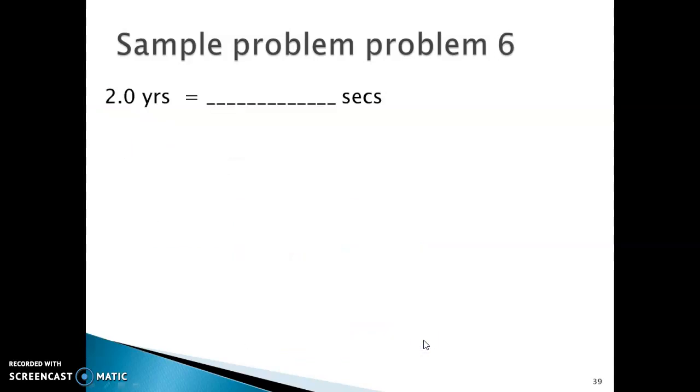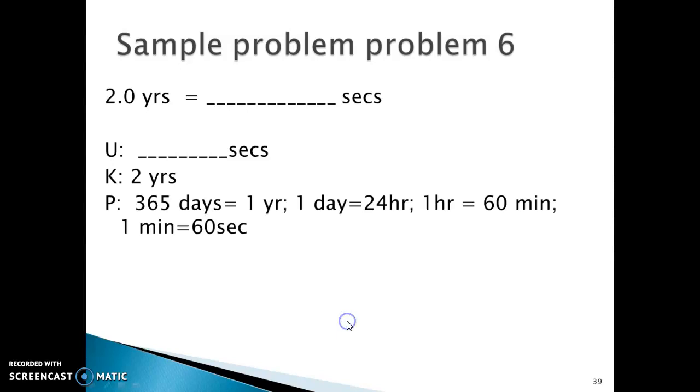All right, 2 years to seconds, and that's going to be a lot of seconds. Okay, so known as 2 years, and a lot of steps here to get from where we are to where we want to be, but it would be helpful for you to know there's 365 days in a year, and 24 hours in a day, and 60 minutes in an hour, and 60 seconds in a minute. All right, so start with the known. As always, multiple steps will be involved here.